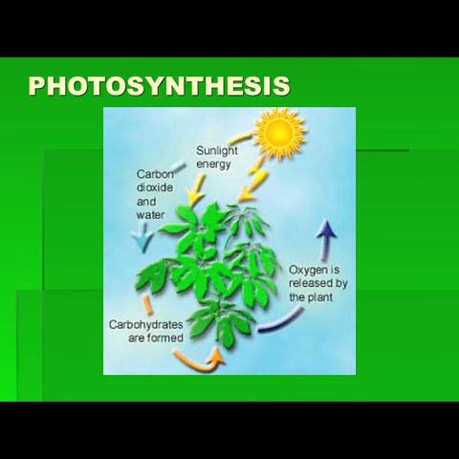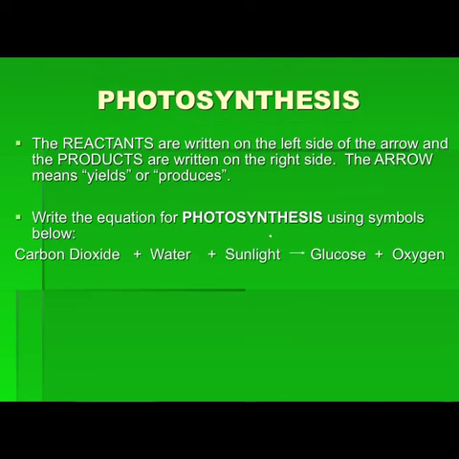So the reactants are carbon dioxide and water. You add energy from the sun, and the products are glucose and oxygen. The reactants are written on the left side of the arrow, and the products are written on the right side. So the equation for photosynthesis is carbon dioxide plus water plus sunlight gives you glucose and oxygen.